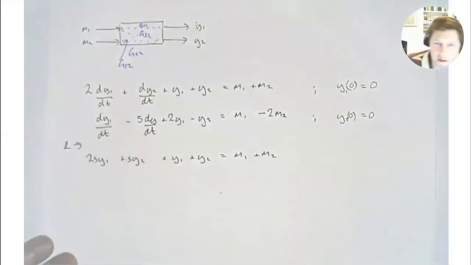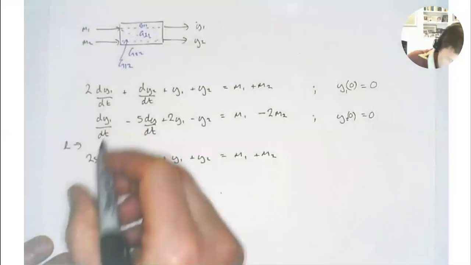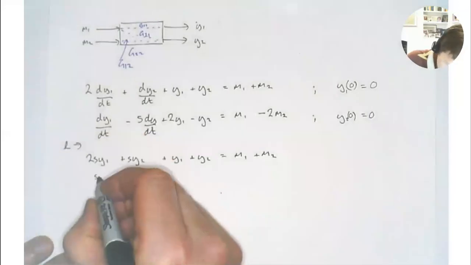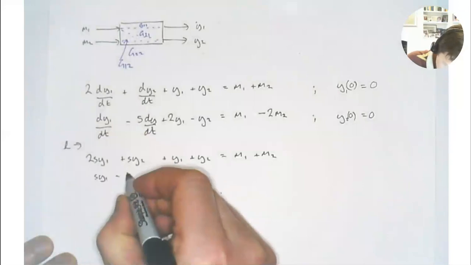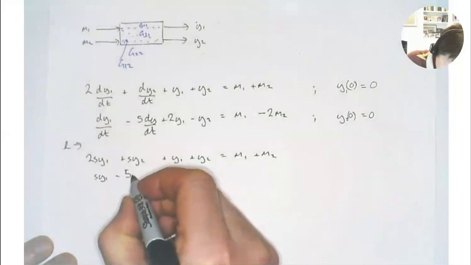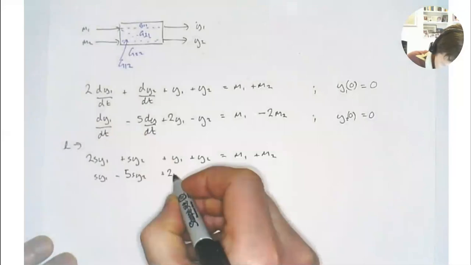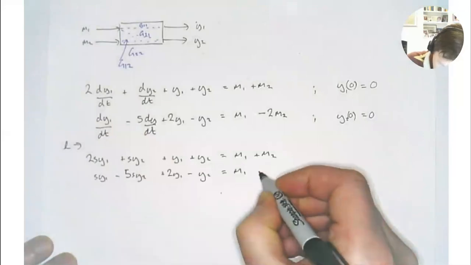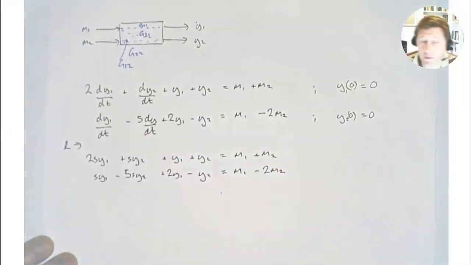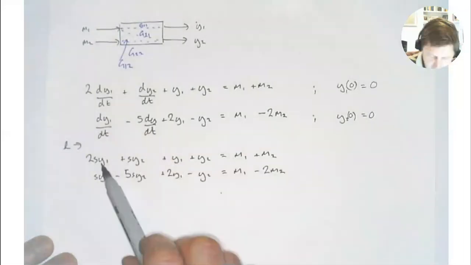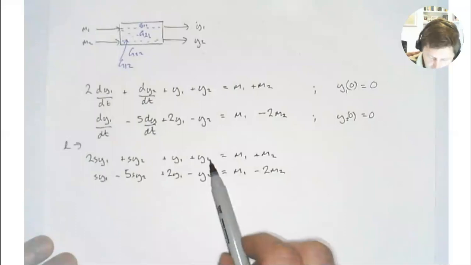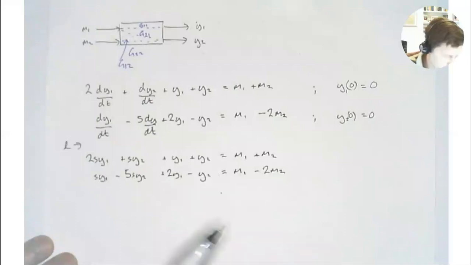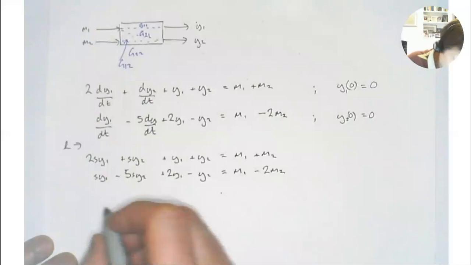So now we're looking at the Laplace transforms. And the second equation goes to s times y1 minus 5s y2 plus 2y1 minus y2 equals m1 minus 2 m2. Okay, so we've got those, and now we want to turn them into the matrix form. So you can see you've got some y1s here, you've got some y2s, so we need to group those together, and then we can write it out as our matrix equation.